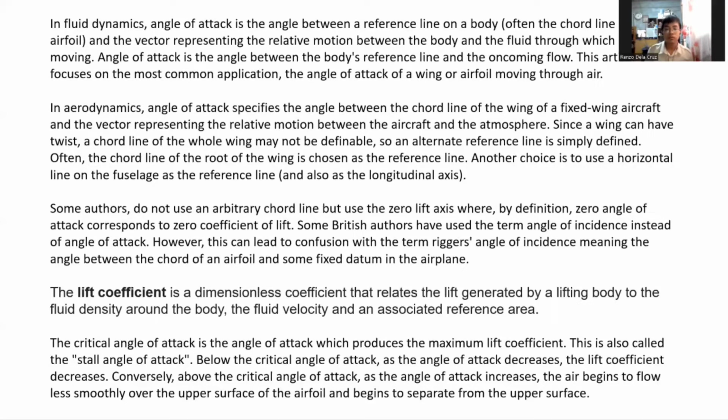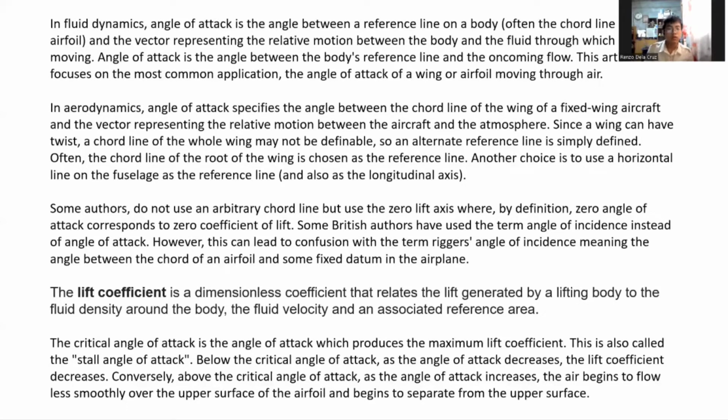Some British authors have used the term angle of incidence instead of angle of attack. However, this can lead to confusion with the term rigging angle of incidence, meaning the angle between the chord of an airfoil and some fixed datum in the airplane.